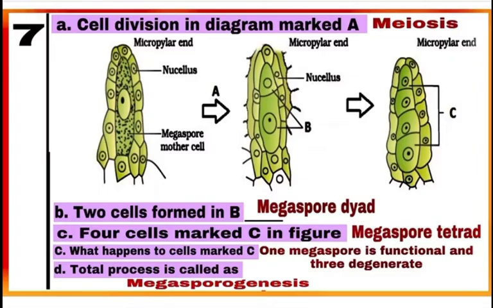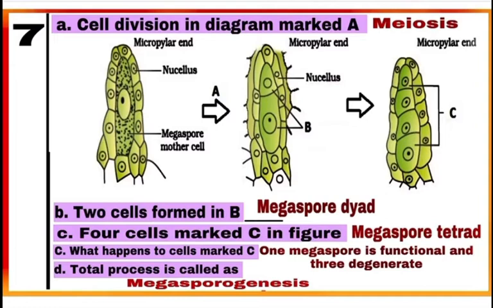Question B. 2 cells formed in B. As a result of meiosis 1, 2 cells are formed and this stage is called megaspore dyad. Question C. 4 cells marked C in the figure. This is megaspore tetrad formed after completion of meiosis 2.